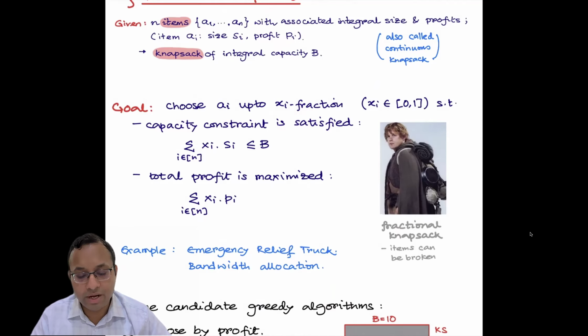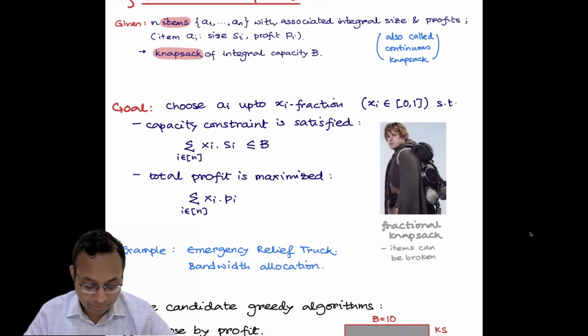A similar example is bandwidth allocation. There is a bandwidth and there are several service providers requesting it, and they are saying, okay, I need Si amount of bandwidth and I provide Pi. But even if you don't give me the entire bandwidth, if you give me a fraction, I'll pay proportional to the size that I'm getting. That is exactly again a fractional knapsack problem.